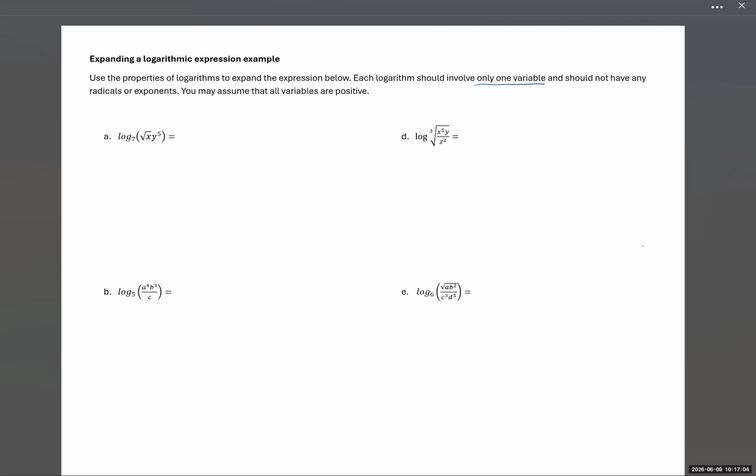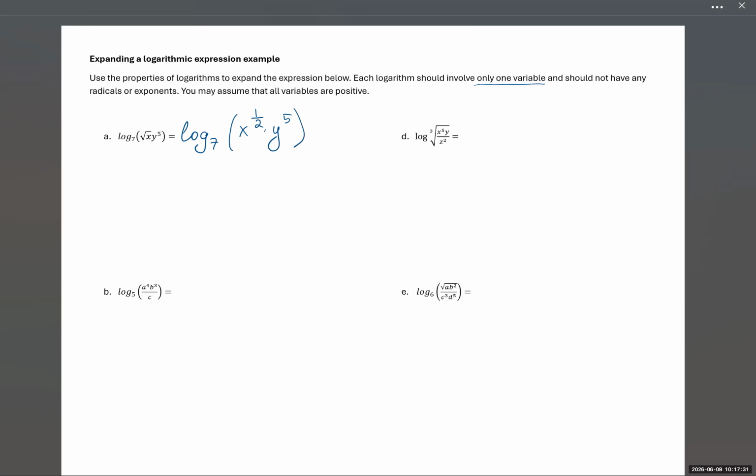Log base 7 of square root of x times y to the 5th power. So on this one, you have two letters, two variables inside. You will have two logs in your answer. We'll start by replacing the square root of x with an exponent. So this is log base 7 of x to the 1/2 power. That's the same as the square root, and then y to the 5th.